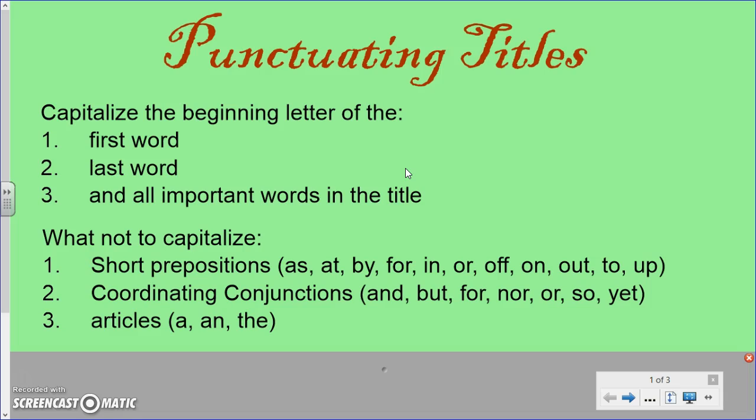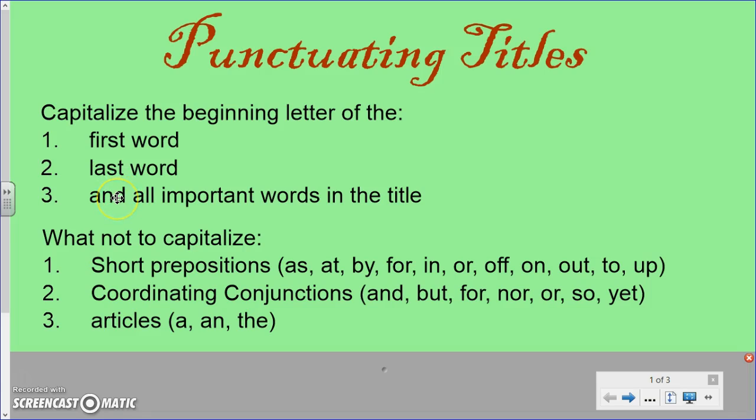When you're looking at a title, it is important that you look at three different aspects of the title. First of all, you always capitalize the beginning letter of the first word and the last word of a title. There is no exception to this. Yes, it looks like there are exceptions down here on what not to capitalize, but the first word and the last word take precedence over that.